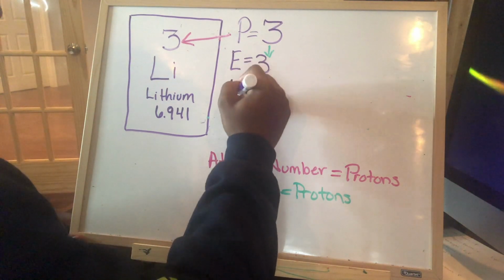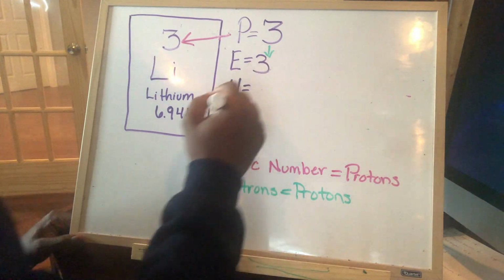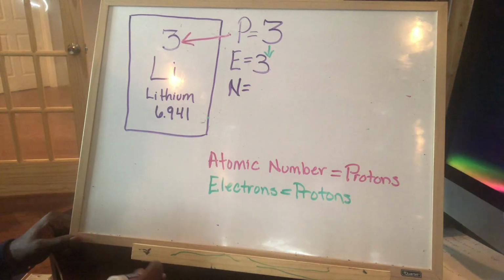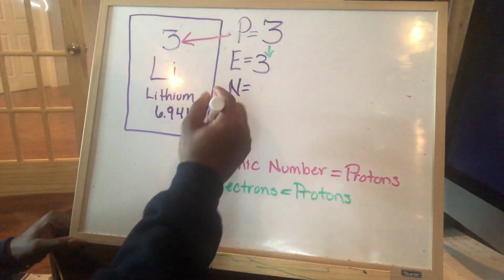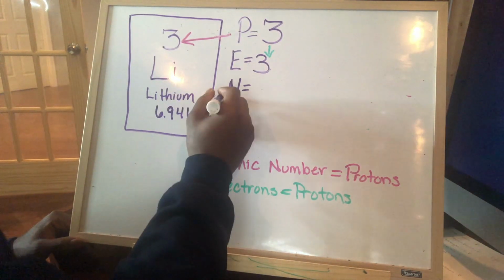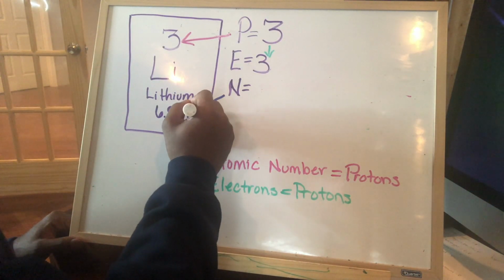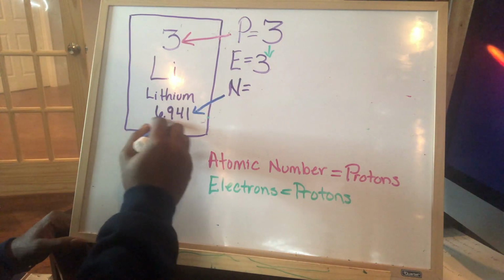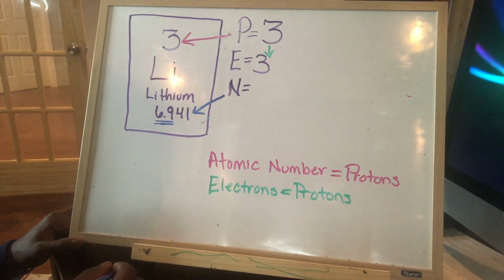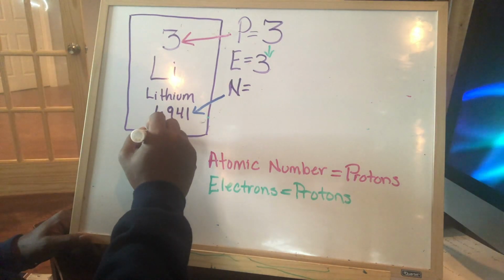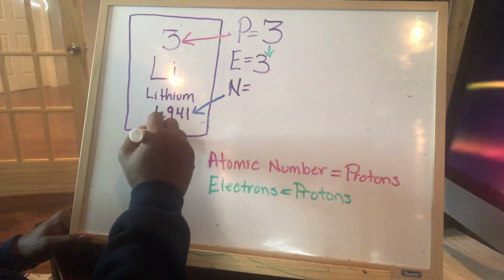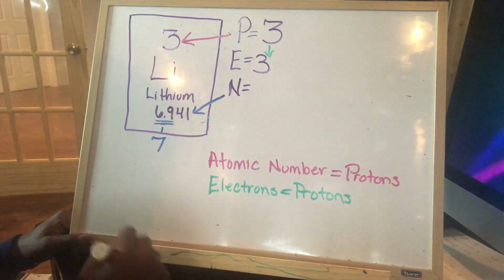Now for the neutrons. This is probably the most challenging of the 3. To find the number of neutrons, we must reference the atomic mass. When you find the atomic mass, you will find that on some periodic tables this number is not always whole, in which case you will need to round to the nearest whole number. Lithium, with its atomic mass of 6.94, will be rounded to 7.